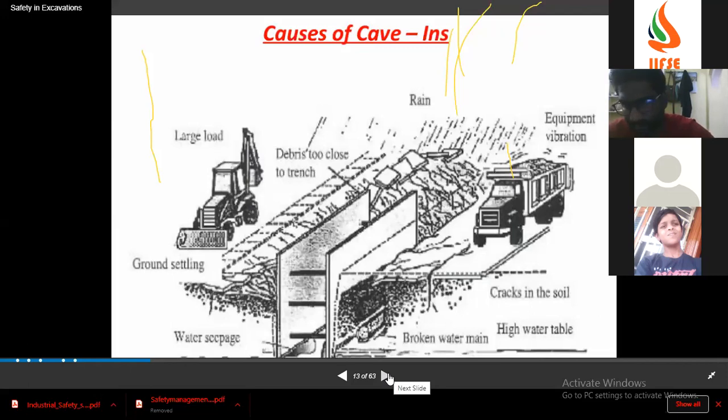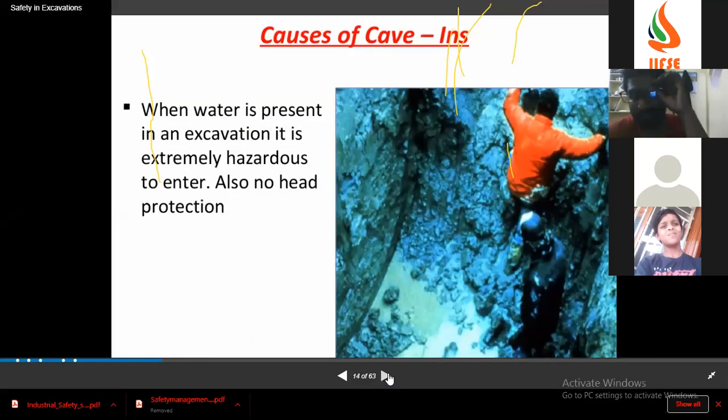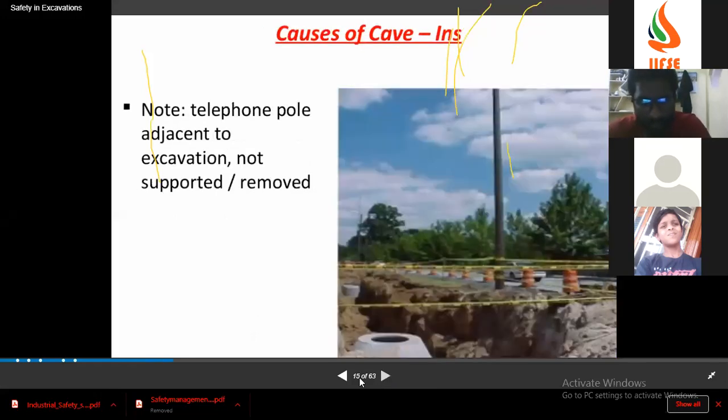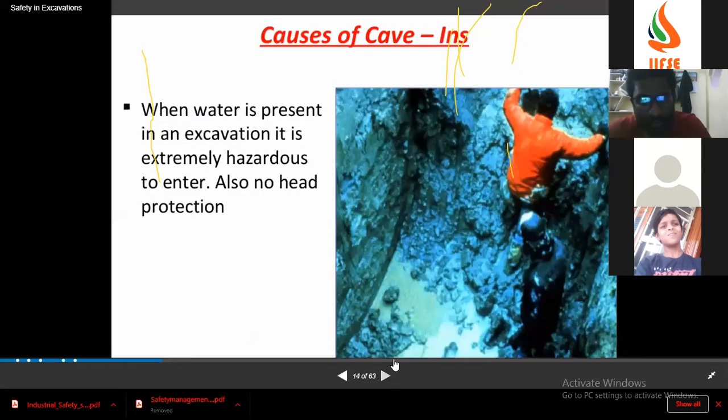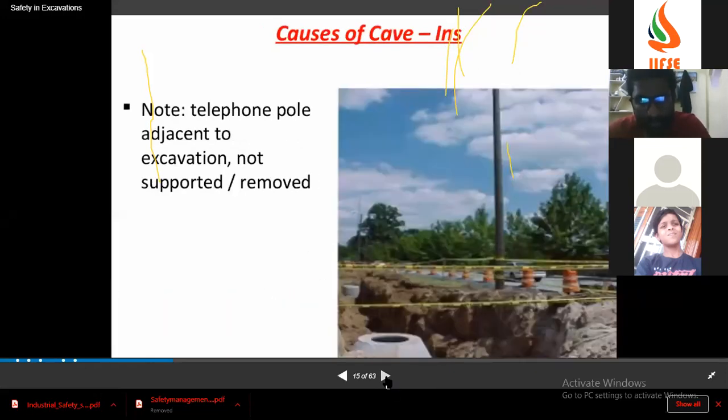The sand edge, you have to keep away from the excavation. So this is water in the excavation, which is improper. There is no proper method followed. See, this is also a telephone pole adjacent to the excavation, not supported. This is very dangerous. It may fall, lose its strength.